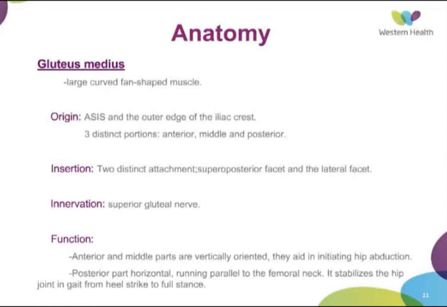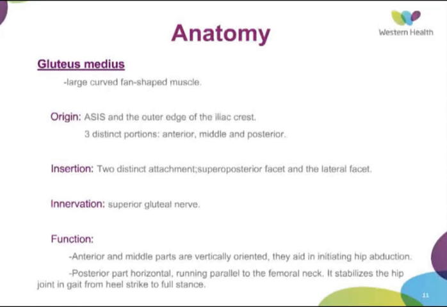Looking at the anatomy, the main 2 muscles here are the gluteus medius and maximus, whose origin is the ASIS and the outer edge of the iliac crest. It's got 3 distinct portions. The gluteus medius muscle has an anterior, middle, and posterior portion. 2 distinct attachments are there. The superoposterior facet, where the posterior portion will attach, and also the lateral facet, where the anterior middle part will attach. As you know, innervation is the superior gluteal nerve, and the bundles function differently.